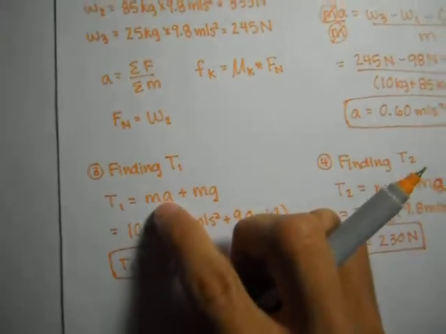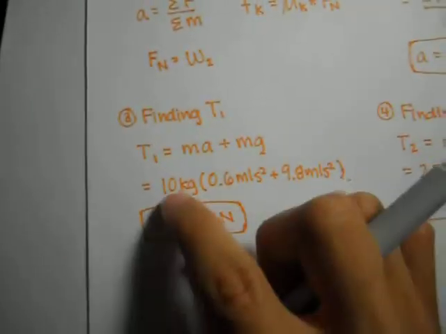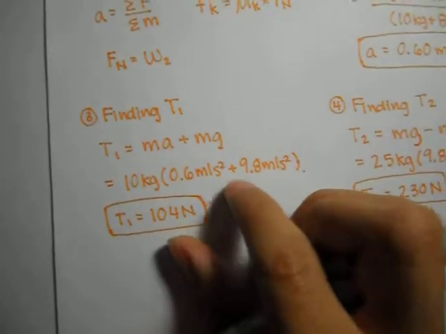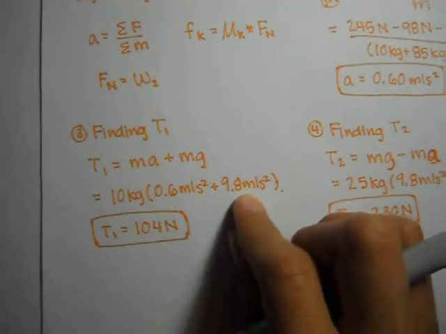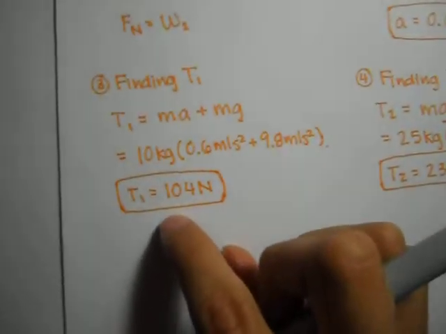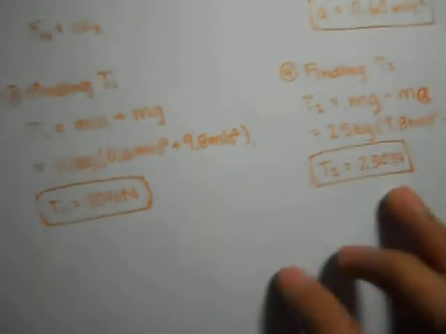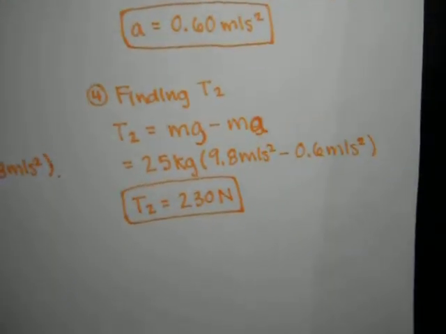The mass is 10 kilograms. So you end up with 10 kilograms times 0.6 meters per second squared plus 9.8 meters per second squared, the acceleration due to gravity. You find that the tension of the first string is 104 newtons. Our last step is to find the tension of the second string.